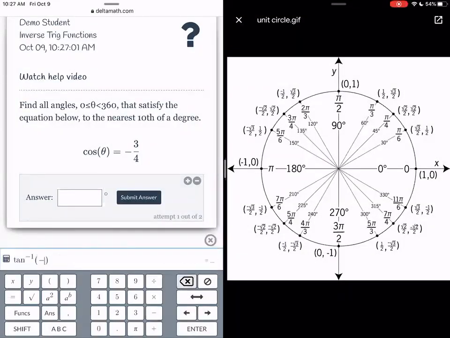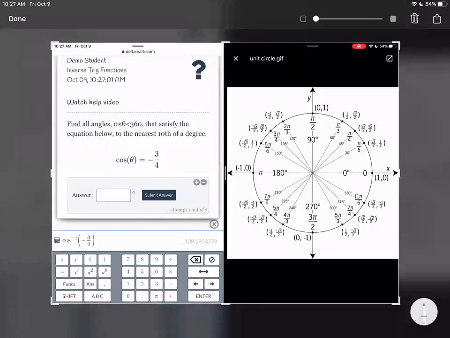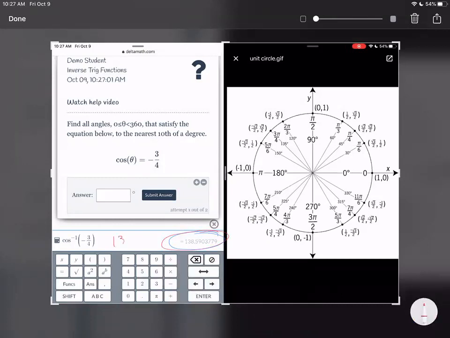So they gave us a cosine. So the function that we want to type is an inverse cosine. So that's cosine with a -1 on it. And then now I'm going to type -3/4. Screenshot that. Okay, so now we can see that the answer they gave us is 138.59. Let's round it. That's like 138.6. I'm just going to round it now because it just makes it easier. I don't have to write so many numbers. So we type in the calculator, we get one of our answers.